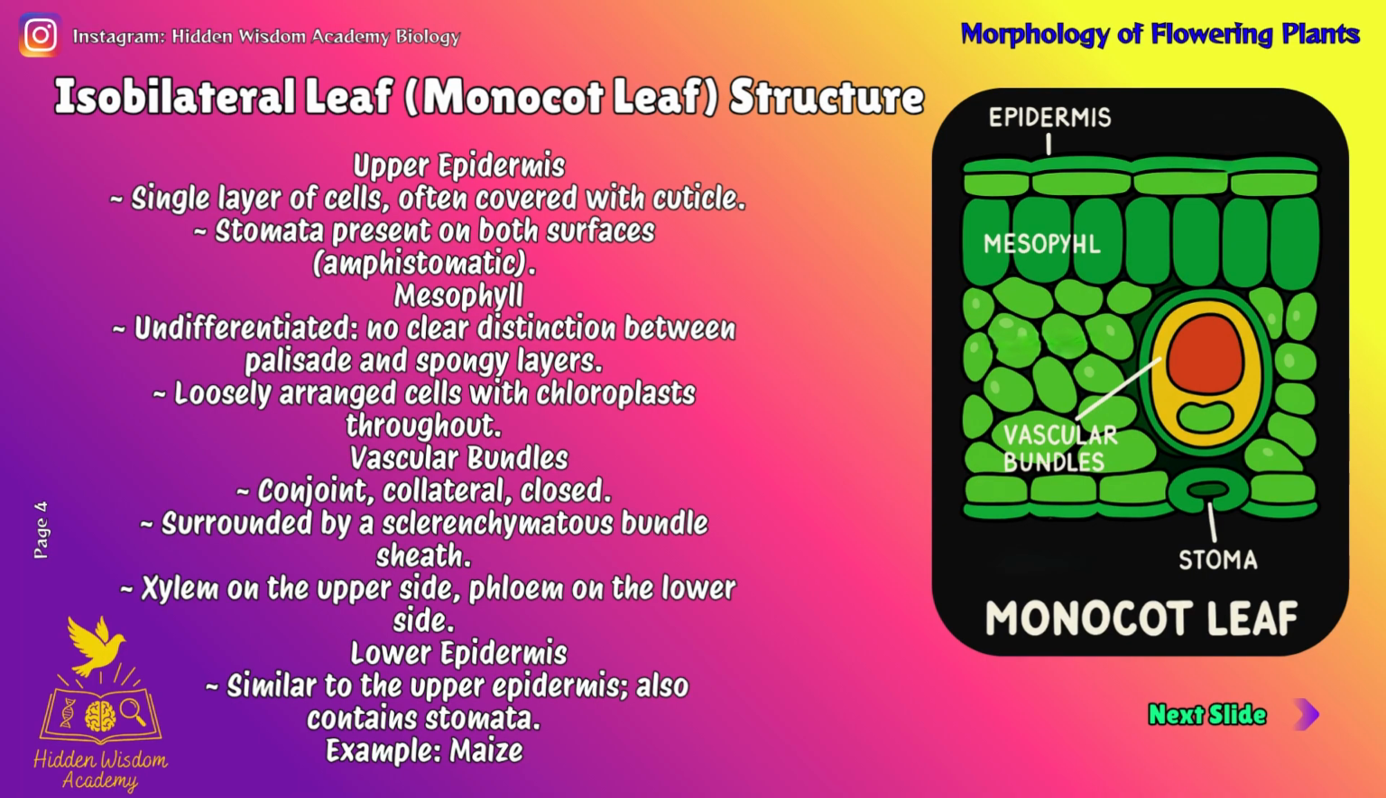The vascular bundles are conjoint, collateral, and closed, surrounded by a sclerenchymatous sheath for support. The lower epidermis is similar to the upper, also with stomata. This structure helps monocot leaves handle high sunlight and allows efficient gas exchange on both sides.